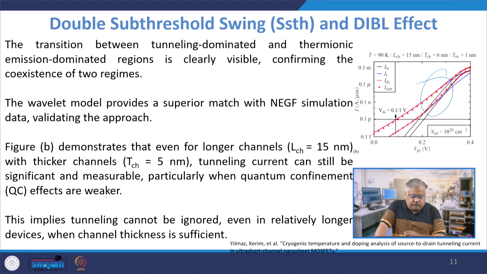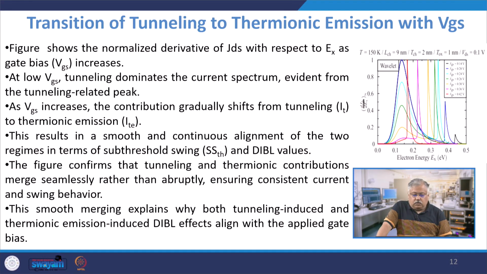And what we have seen therefore is that even if your channel lengths are longer, and if the channel thickness is sufficient, you will still have some tunneling current available to you. It cannot be ignored. It might not be very substantially large, but nonetheless it contributes to the total current flowing through the device. So you need to understand that part pretty clearly, that the contribution is still there for the tunneling current.